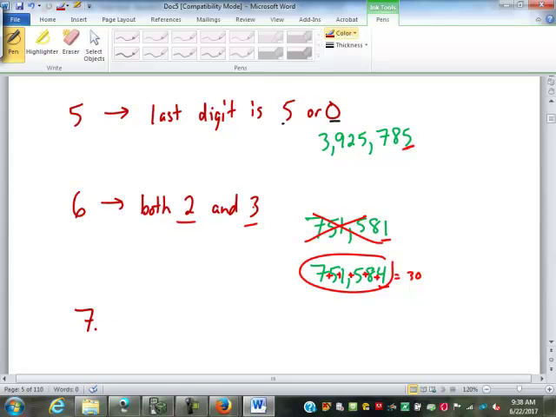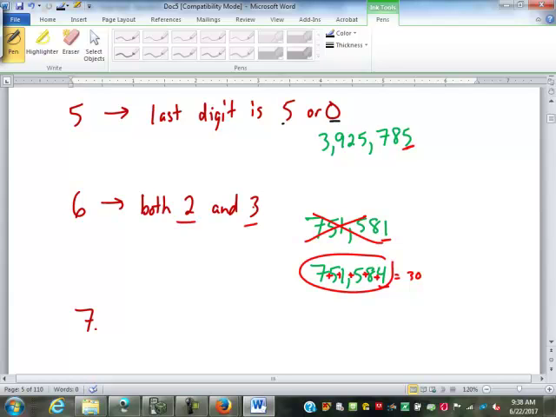Anybody know the divisibility rule for 7? Well, unfortunately, I don't either. As far as I know, there isn't one. But if one of you guys can figure one out before the end of the summer and let me know, I will give you an A in the class because I'm going to publish it and get rich and retire.